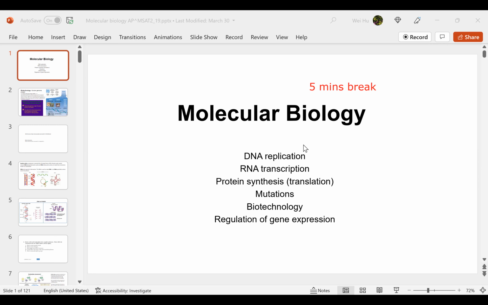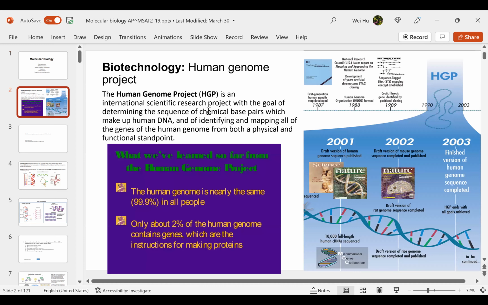Okay, so let's start with a new chapter, molecular biology. Let's start with the biggest experiment in the last 50 years, the biotech Human Genome Project. We started this project in 1987. Then in 2002 or 2003, we got the first version of our human genome. So we sequenced our whole genome. It takes so long. So what result did we get from this experiment?